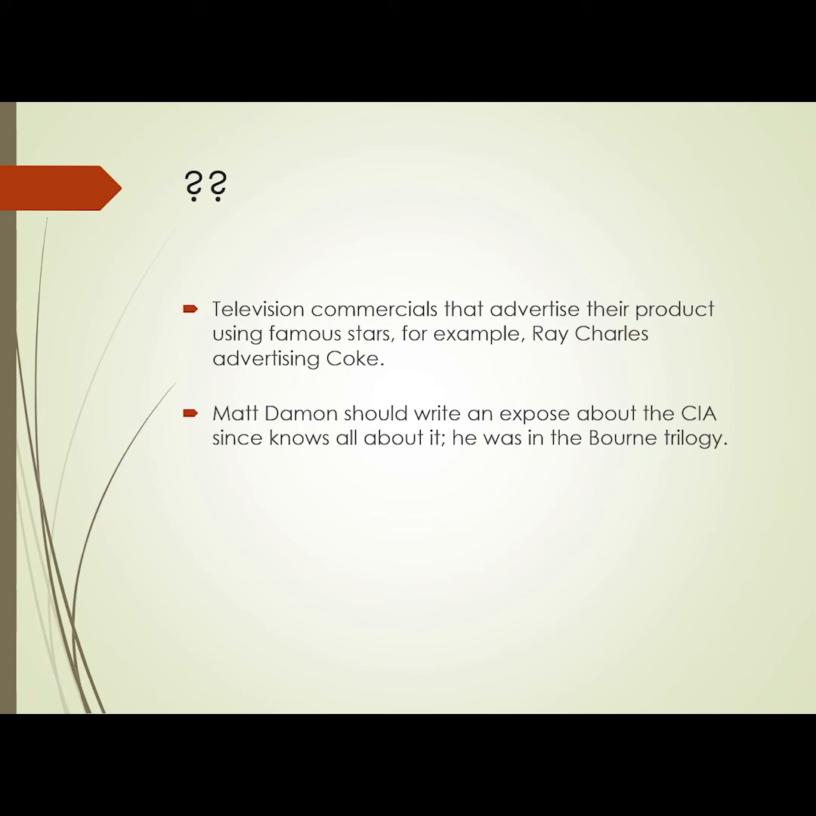Television commercials advertise their product using famous stars such as Ray Charles advertising Coke. Matt Damon should write an exposé about the CIA because he was in a movie.